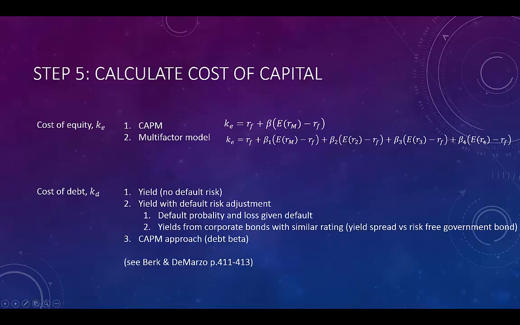We can calculate the equity cost of capital using an asset pricing model such as the CAPM, the single factor model, or a multi-factor model. The cost of debt is typically calculated based on the rating of the company. For example, we can use the yield spreads from corporate bonds with similar rating. The yield spread is the difference in the yield of a corporate bond over the risk-free government bond.